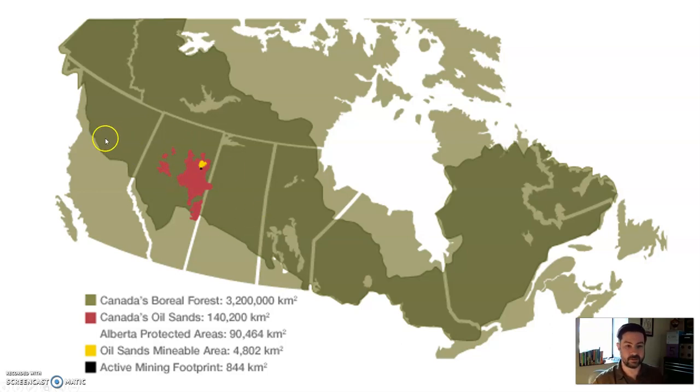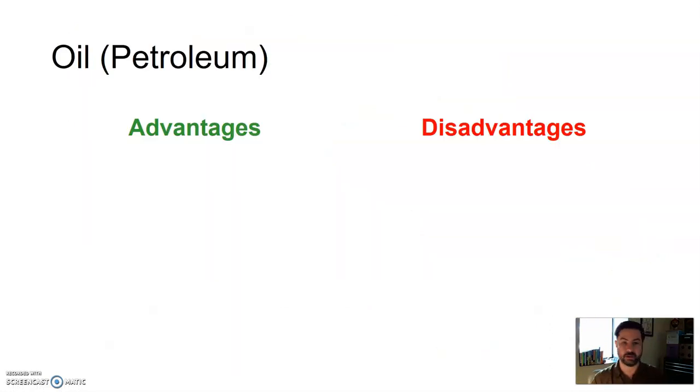So you're essentially destroying the natural forest. So the yellow is the mineable area, black is where the active mining is. So it's a relatively small area, but what they could mine is this yellow, but where it's all located is the red. So you could expand to that, depending on what the Canadian government would allow. So liquid, petroleum, sand, oil sand, petroleum.